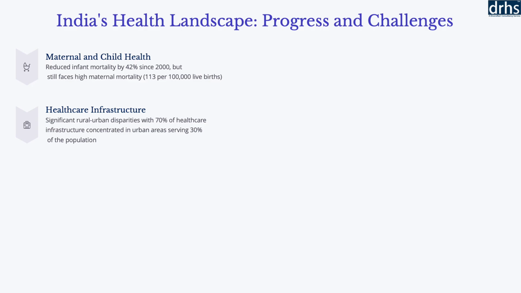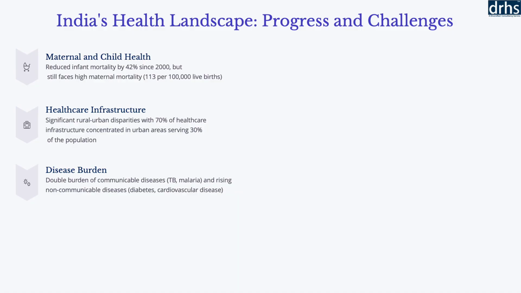Meanwhile, India faces a double burden of disease. Persistent communicable diseases like tuberculosis, TB, and malaria coexist with rising non-communicable diseases such as diabetes and cardiovascular disease. This epidemiological imbalance strains India's public health resources and calls for integrated disease management strategies.